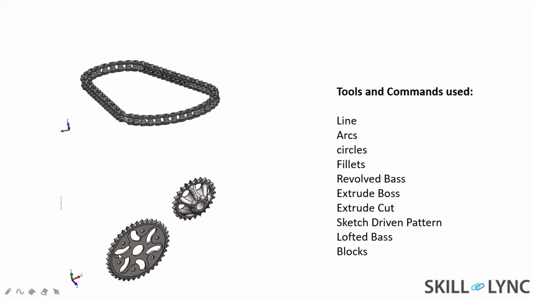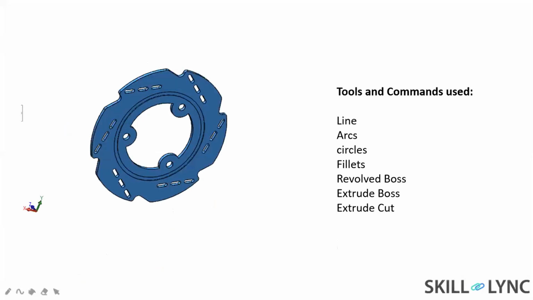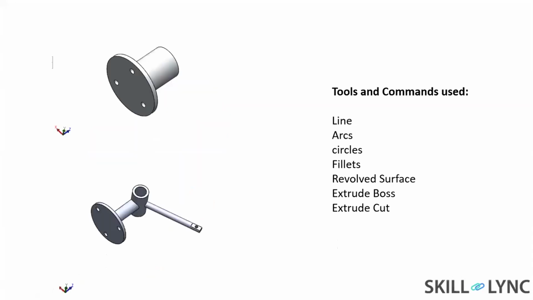Here, these are the sprockets which I created. This is the sprocket which will be placed on the rear axle, and this is the sprocket which is assembled on the engine. This is the chain, which I created using some blocks and all. This is the disc brake, which I created using solid modeling.